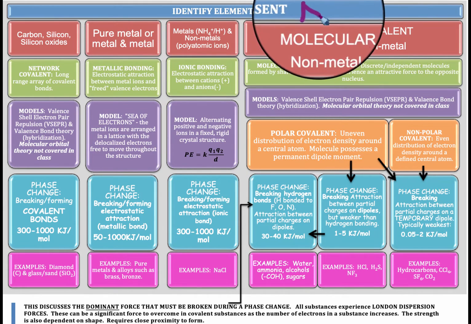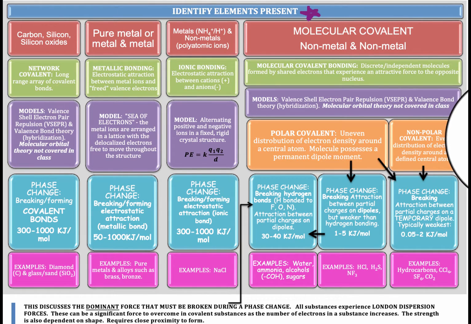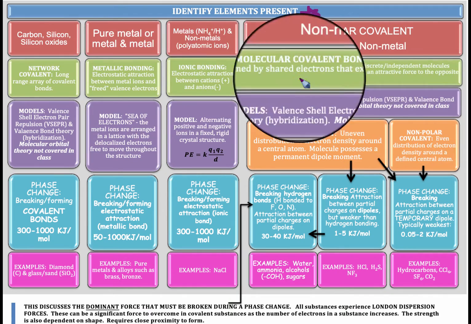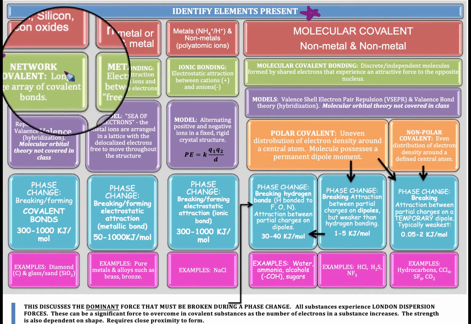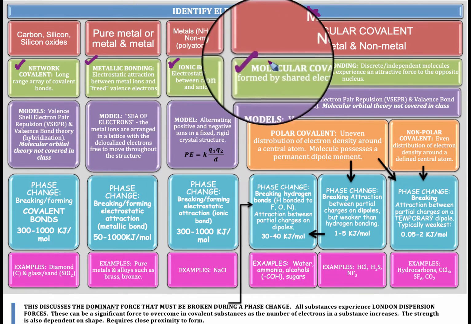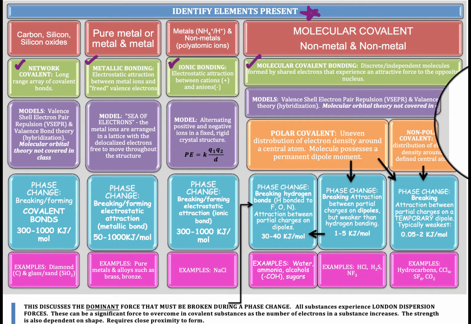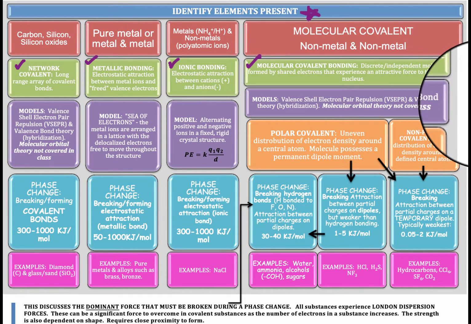Your very first thing you're going to be doing is identifying the elements present. And there are four main types. There's others, but I'm going to be looking at network covalent, metallic, ionic, molecular covalent. I'm not really looking at, for example, coordinate covalent. So the very first thing you want to do whenever you're comparing substances is ask yourself, is it network covalent, metallic, ionic, or molecular covalent bonding?